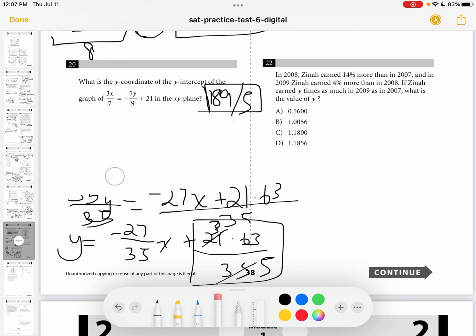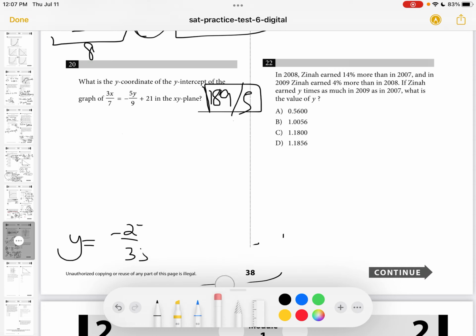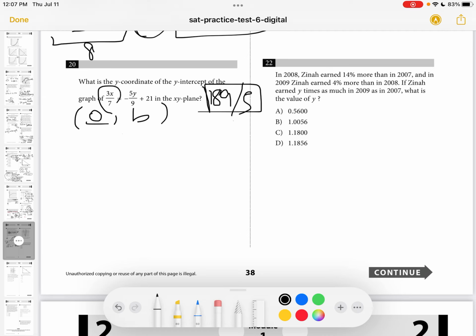You don't have to find the equation of the line in y equals mx plus b format and do all that work just to get that answer. There's a faster way. You know the y-intercept will be of the form 0, comma b, where the x value is 0. That's important, because you'll plug in x equals 0 here.